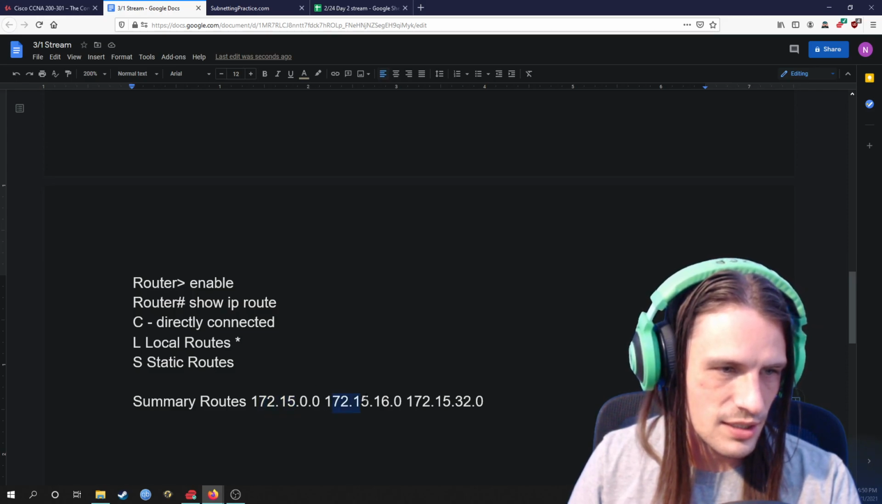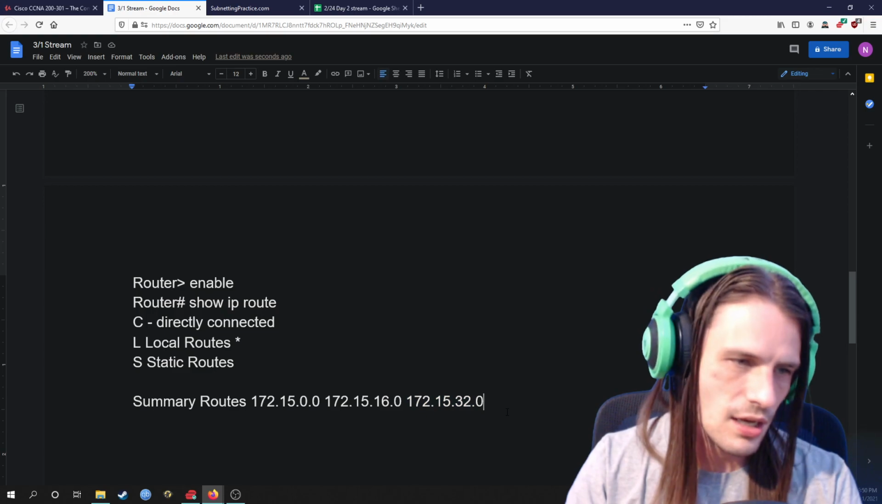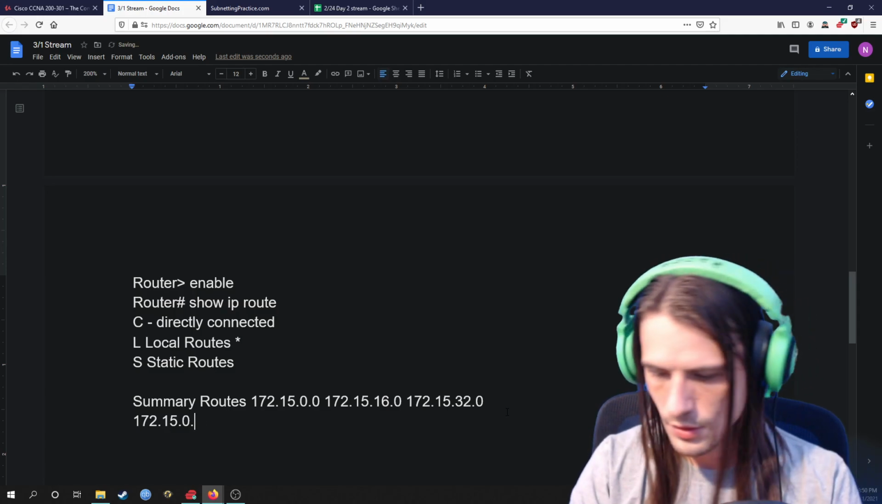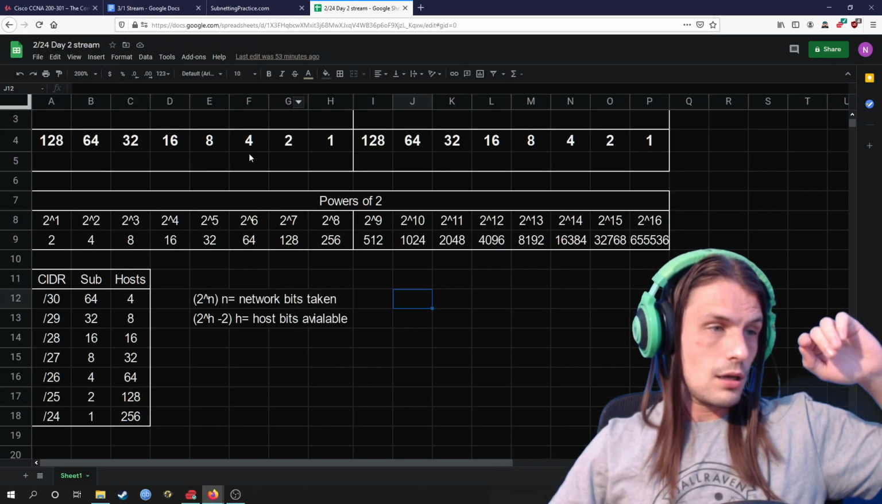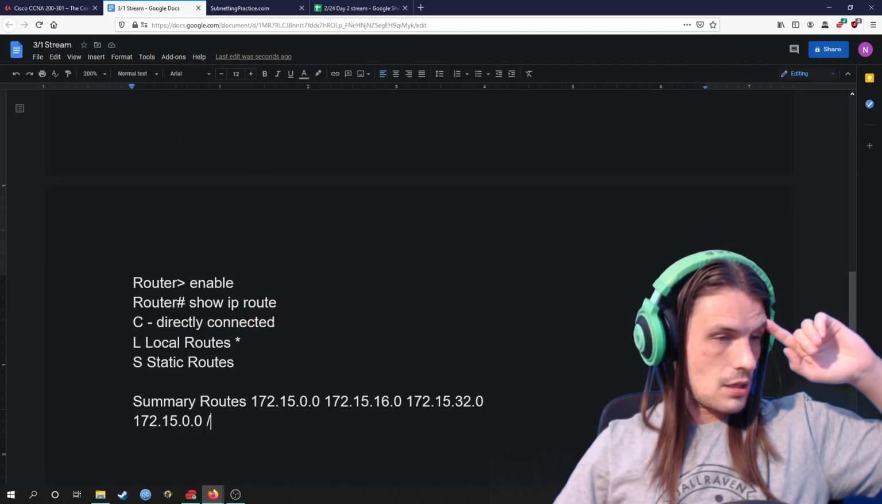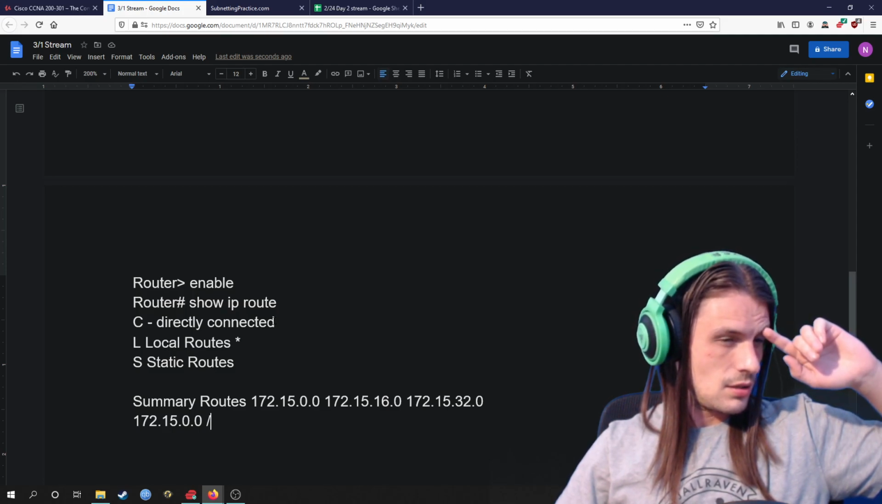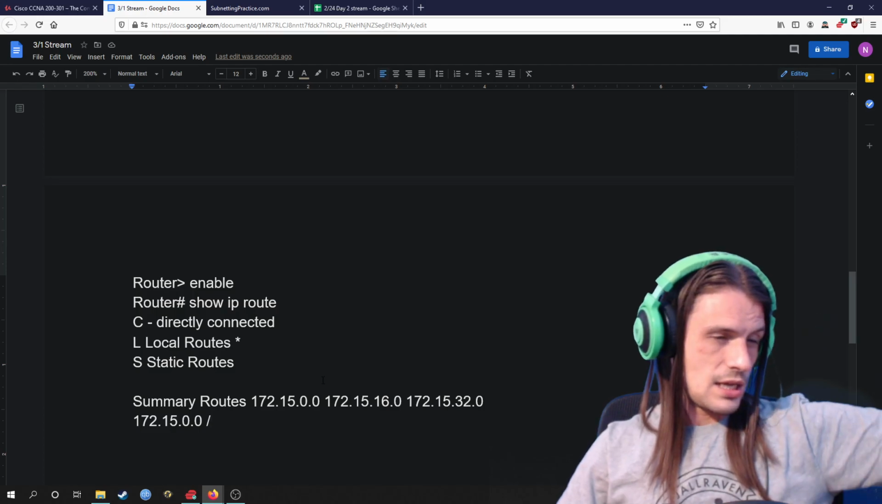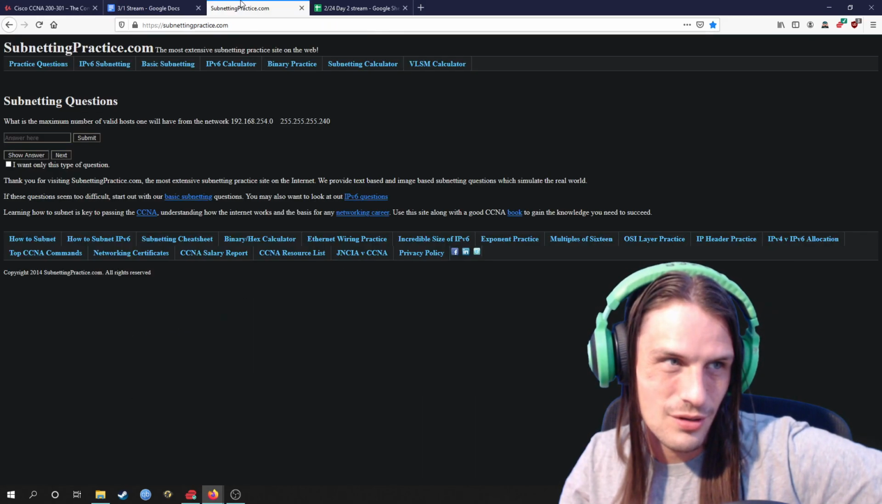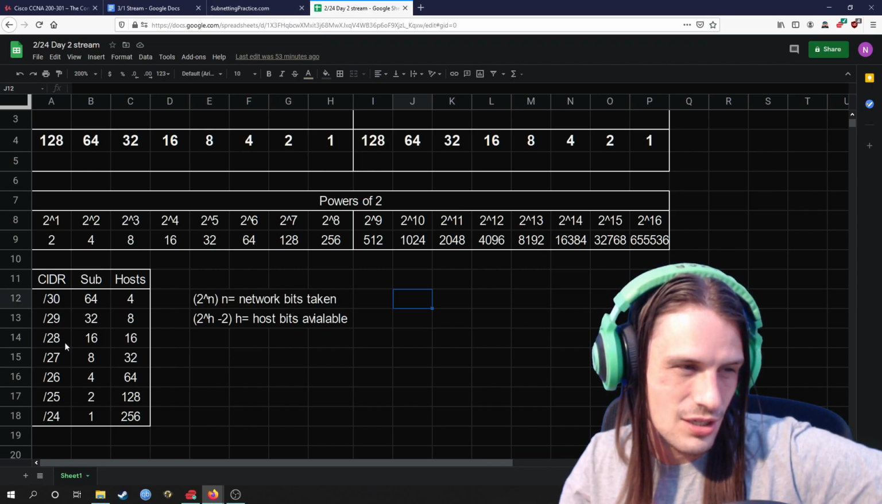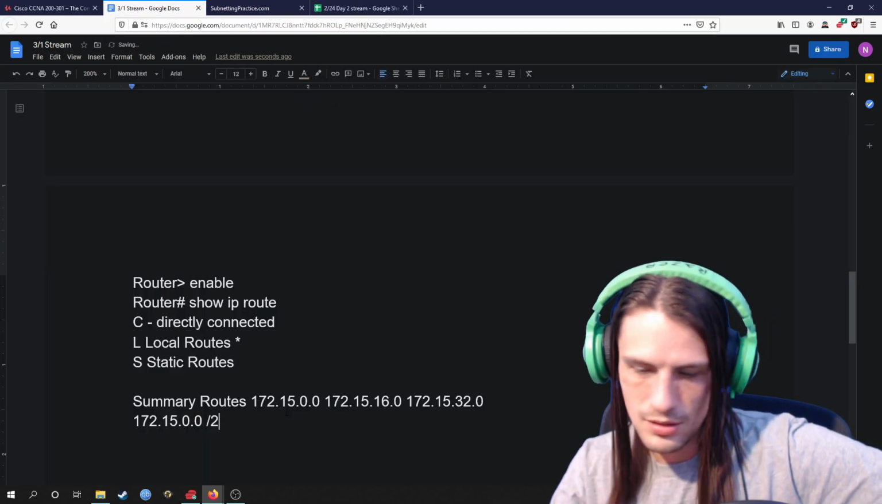So instead of typing out a static route for each one of these, you could just say 172.15.0.0 slash, let's see, that's going up by 16s. That'd be slash 28, but it's on the third. Man, you know what I mean. I gotta work better on these. I don't know exactly what slash that'd be. That'd be like a slash 24. No, that'd be a slash 23, 22. That'd be a slash 22, I think. But I'm not 100% sure on that.